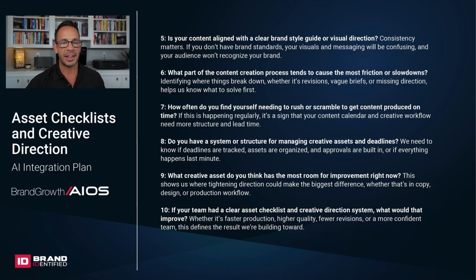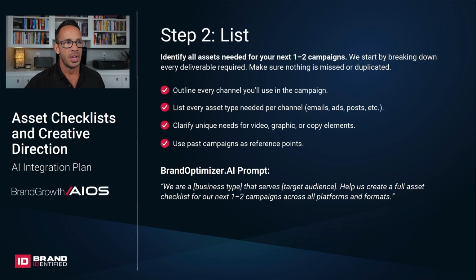And then finally, question number 10 here is, if your team had a clear asset checklist and creative direction system, what would that improve? Whether it's faster production, higher quality, fewer revisions, or a more confident team, this defines the results that we are building towards. So step number 2 here in this framework is to list.